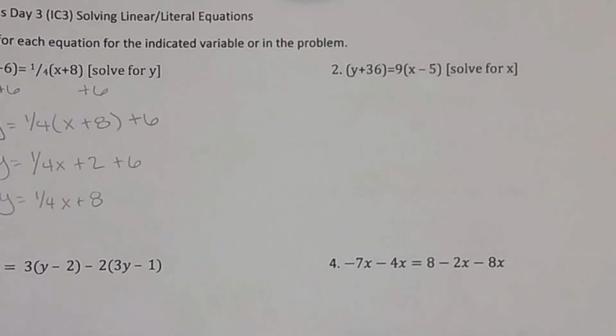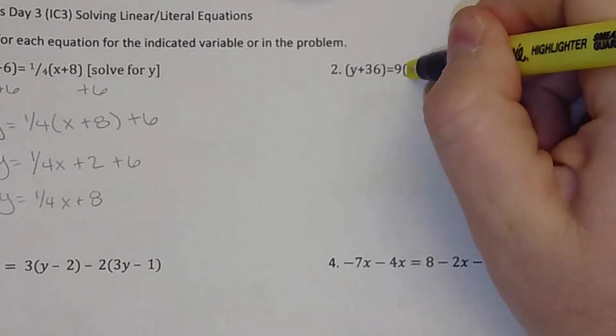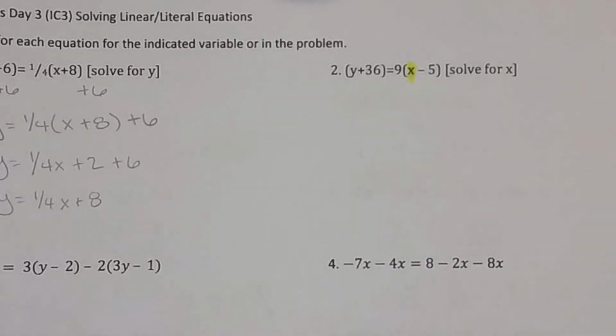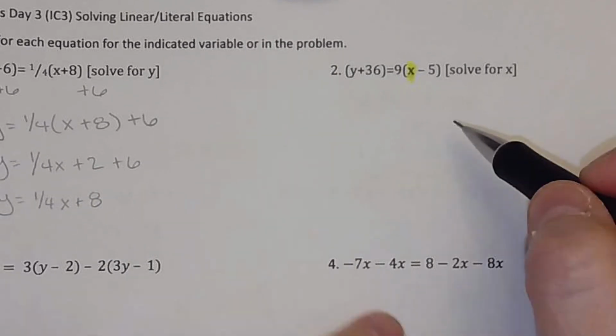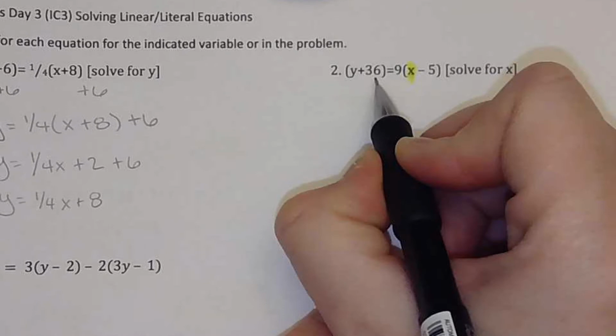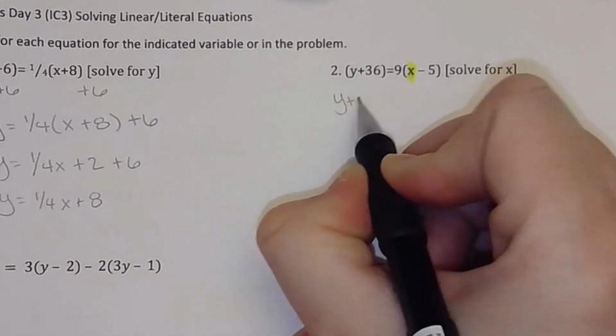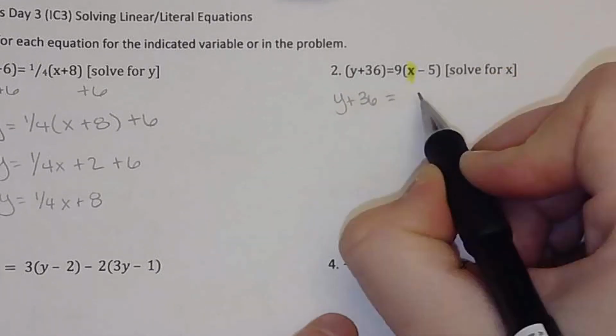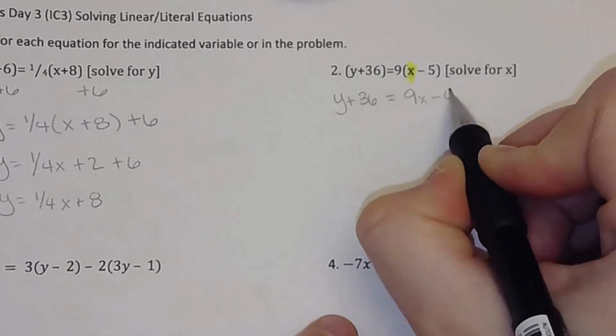For this one here, I want to solve for x. So I want to get x by itself. So the first thing I'm going to want to do is you can do 2 different ways. I'm going to distribute the 9 through. I could divide everything by 9 first. Either way works. But I'm going to just distribute: y plus 36 equals 9x minus 45.